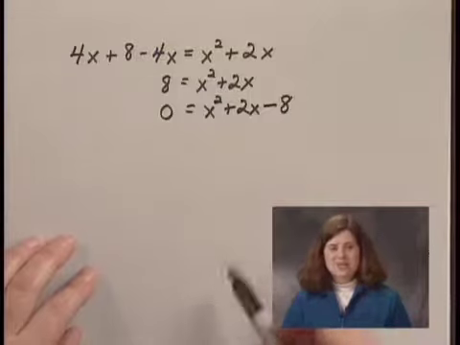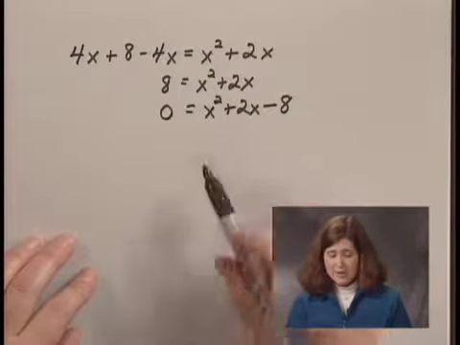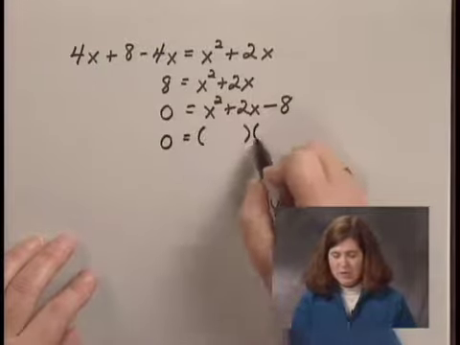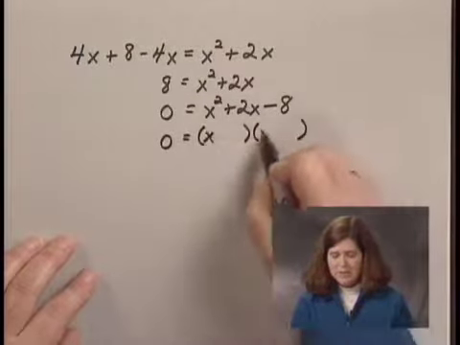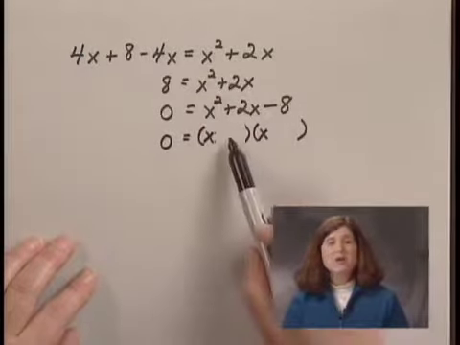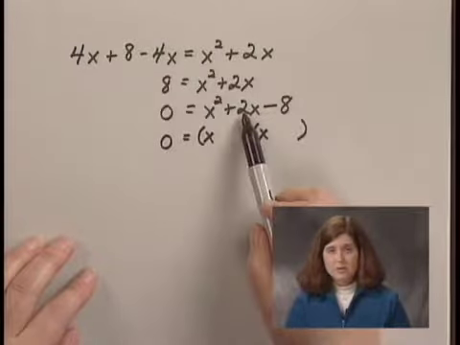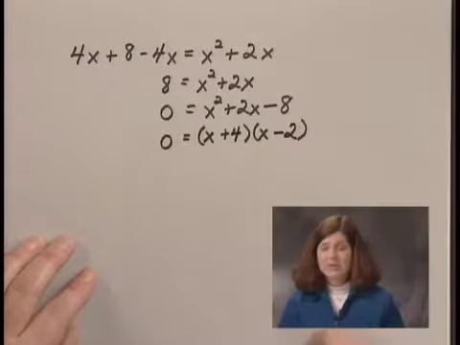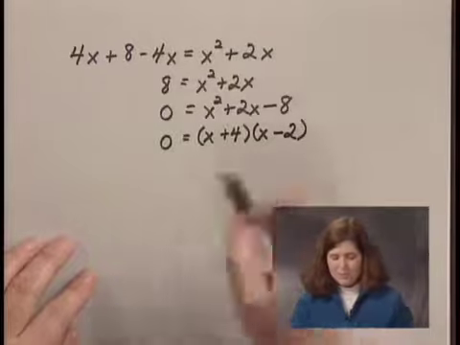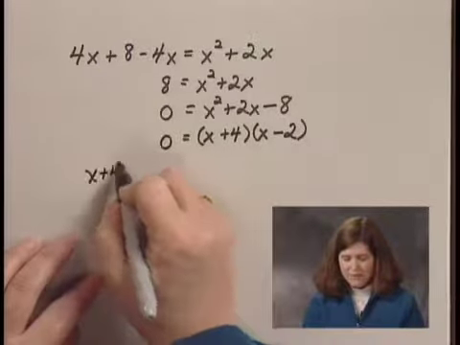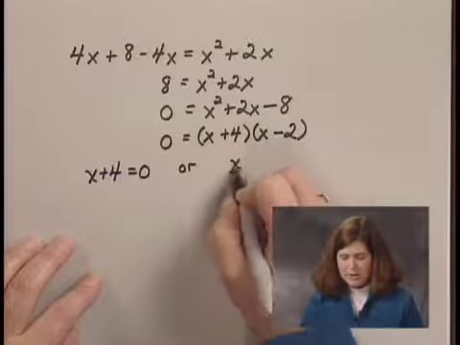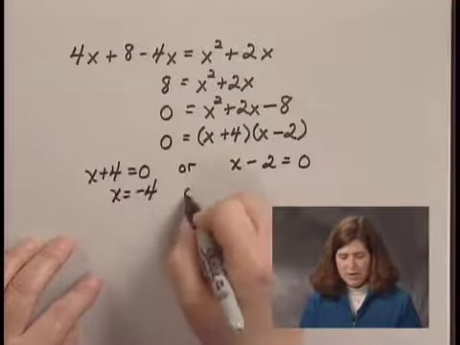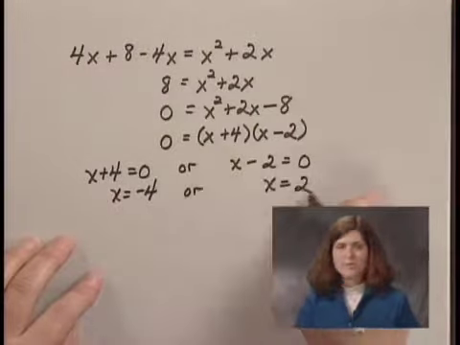Now I have a quadratic equation in the form that I need it in order to solve it, and I first of all try to factor. If this factors, it factors into two binomial factors, where x is the first term in the binomials. Are there two numbers whose product is negative 8 and whose sum is 2? Well, yes, there are. Positive 4 and negative 2. So this does factor. And I can solve using the principle of zero products. I have x plus 4 equals 0, or x minus 2 equals 0. Solving, I get x equals negative 4, or x equals 2.